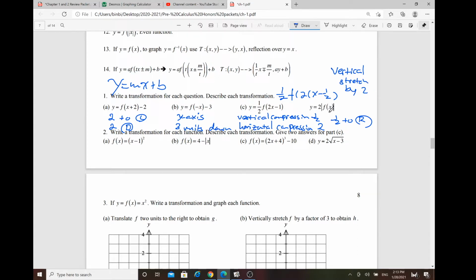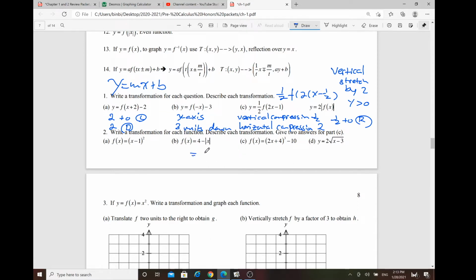And then it makes that as the absolute value, makes everything positive. So y must be greater than 0. And then the rest of this is quite similar. So describe the transformation. 1 unit shifted to the right. This one 4 units up and then reflected over the x-axis.